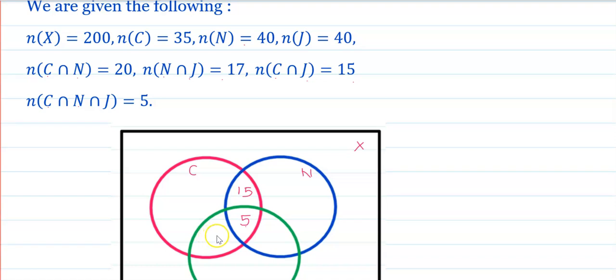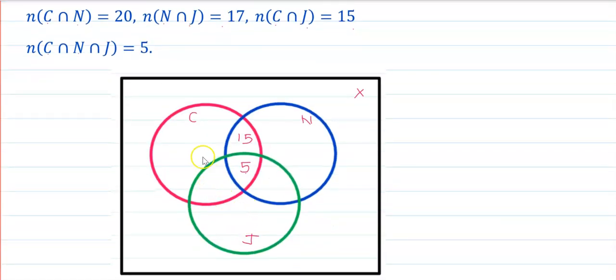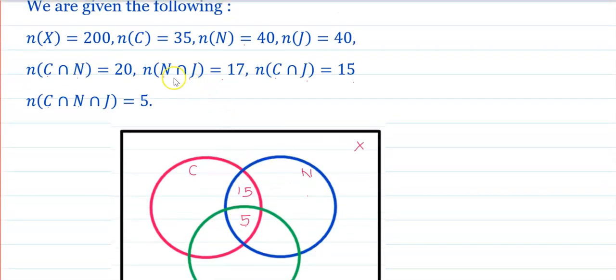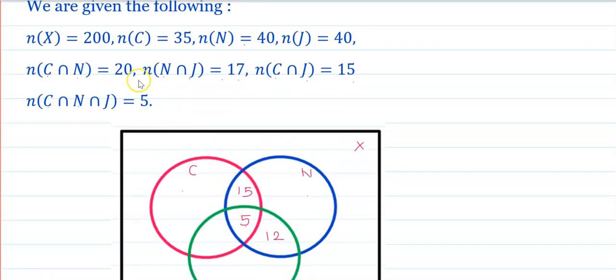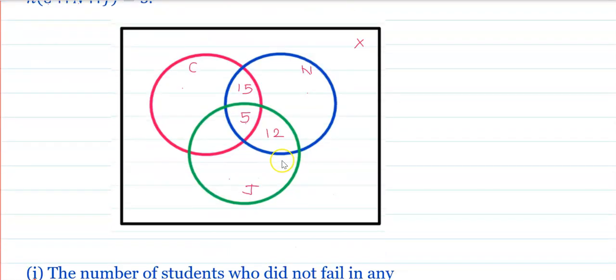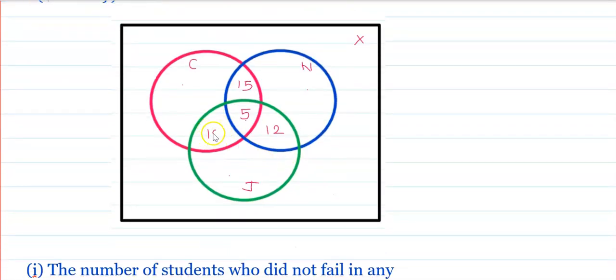Now the next, what about the common between NEET and JEE? NEET and JEE, the common is 17, but already 5 are present there. Therefore, here the number is 12. Next, CET and JEE is 15, and therefore 10 students are remaining here. Therefore, this is 10. In this way, you can fill up this Venn diagram.